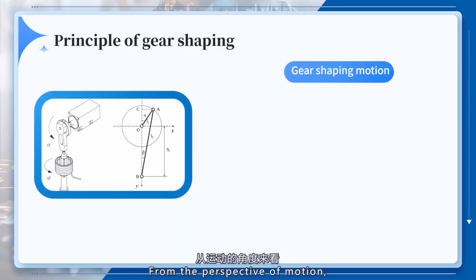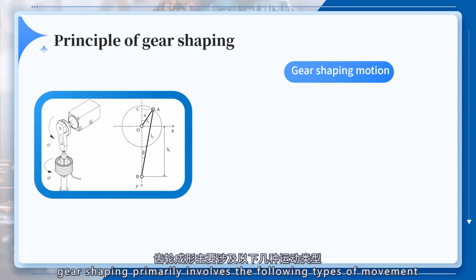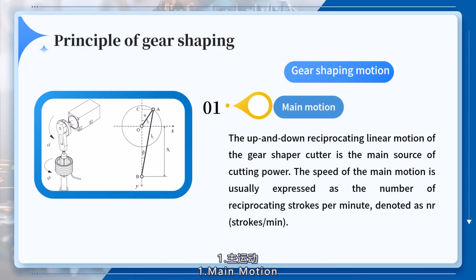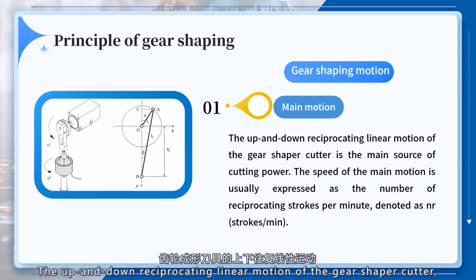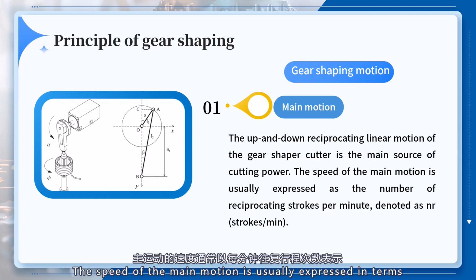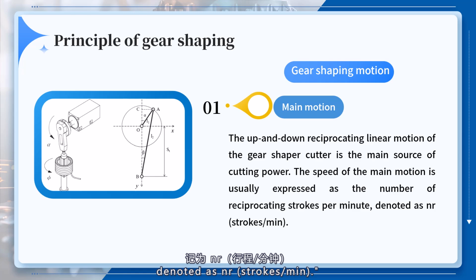From the perspective of motion, gear shaping primarily involves the following types of movement. 1. Main motion: the up and down reciprocating linear motion of the gear shaper cutter, which is the primary source of cutting power. The speed of the main motion is usually expressed in terms of the number of reciprocating strokes per minute, denoted as n_r strokes/min.